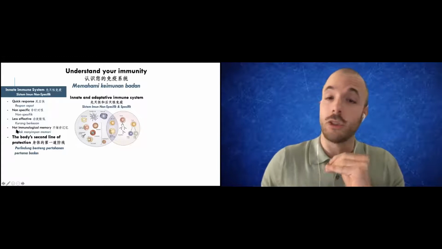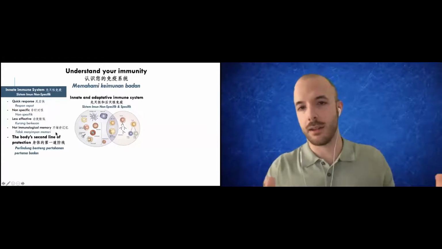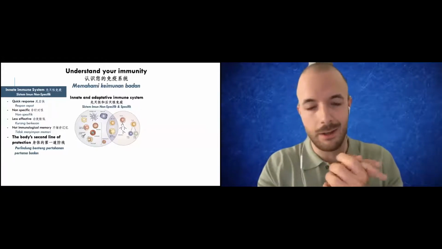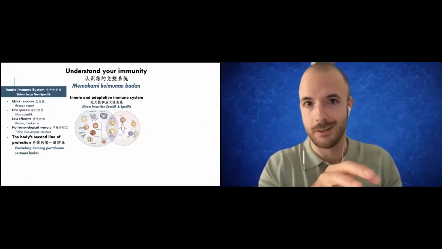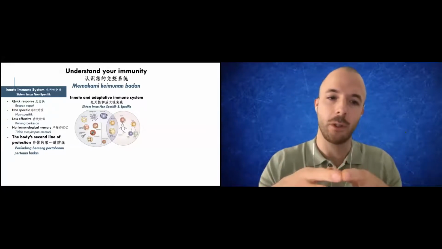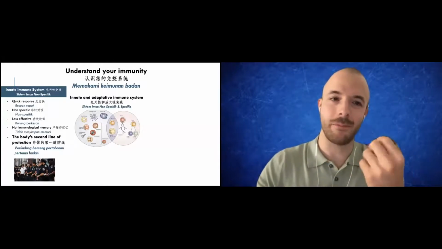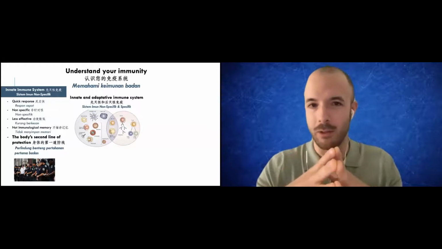They also don't develop immunological memory. So this means that vaccines don't target these cells. Okay. So let's say that it's the body's second line of protection. And we also can say that the cells of the innate immune system are like the normal police.